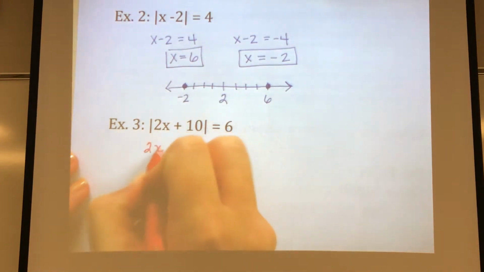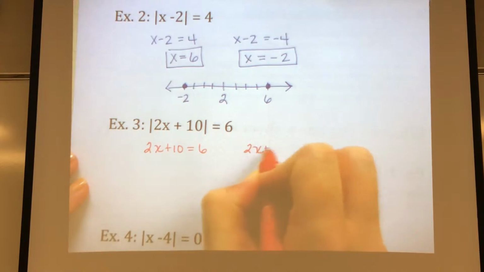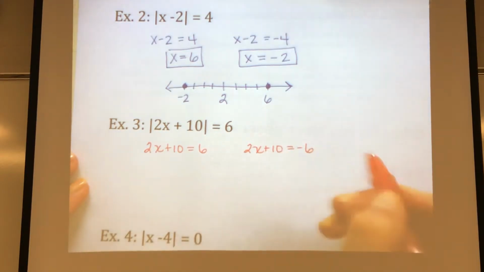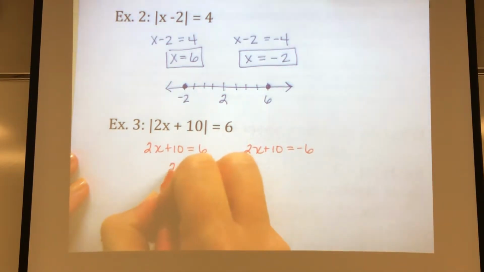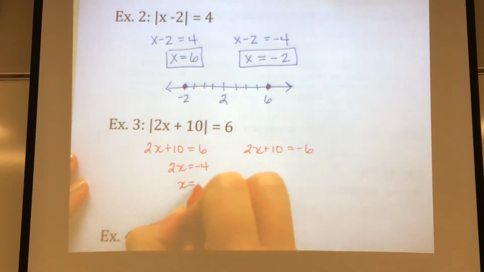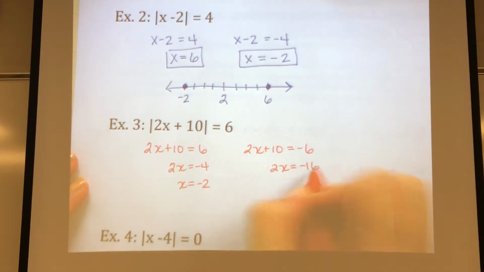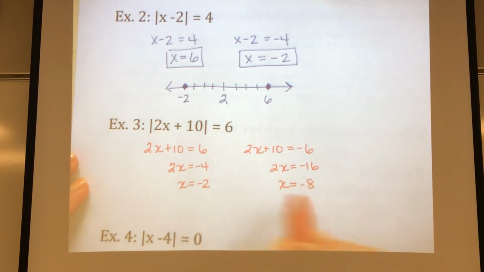All right, we have 2x plus 10 equals 6, and 2x plus 10 equals negative 6. Well, we will solve this. We have 2x equals negative 4 after we subtract the 10, then divide by 2. 2x equals negative 16 after we subtract the 10, then divide by 2. So we know our answers are negative 2 and negative 8.